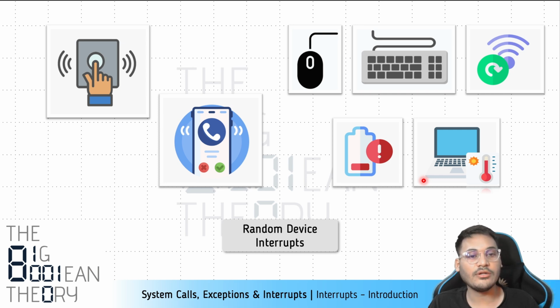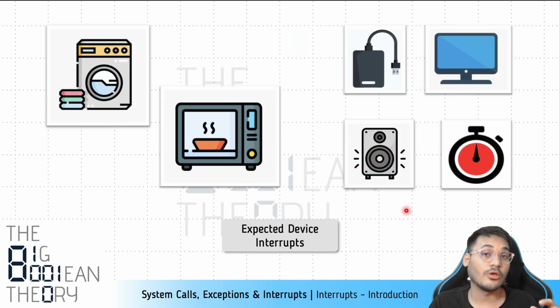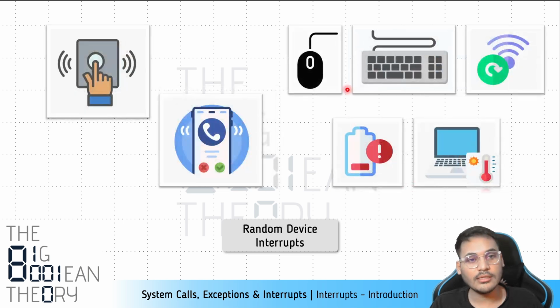In the previous slide, we talked about some interrupts which were kind of expected. In this case, it was the operating system who had initiated some operation and was expecting the interrupt when the operation was complete. Other example we talked about was the timer interrupt. Again, here the operating system had programmed it to raise an interrupt after every few milliseconds, right? But in contrast to the expected device interrupts, we also have some device interrupts which are random in nature.